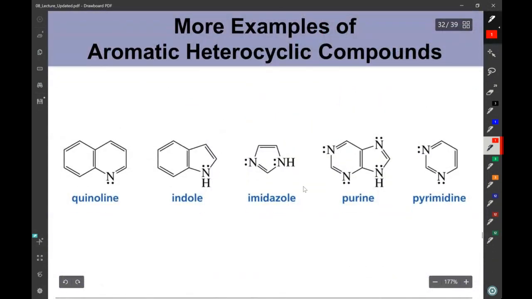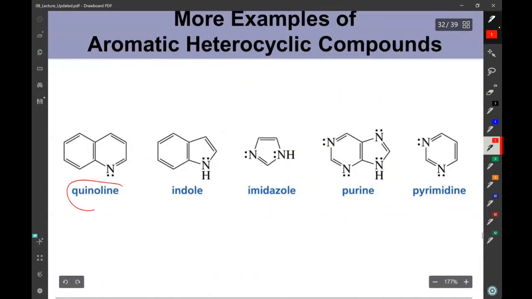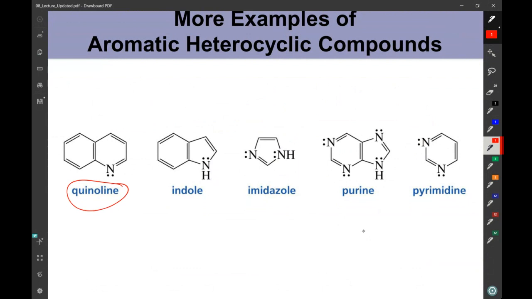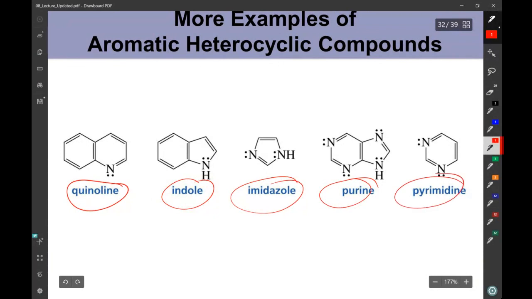And so you have more examples of aromatic compounds. You have quinoline, you can convince yourself. You have indoles, you have imidazole, you have purines and pyrimidines. Those are all examples of aromatic compounds, and these are very useful molecules. In your DNA, you have these guys. When you take biochemistry, they will talk to you about purine bases and pyrimidine bases. It means we are talking about molecules made out of this guy and molecules made out of that guy. Those are all aromatic compounds.